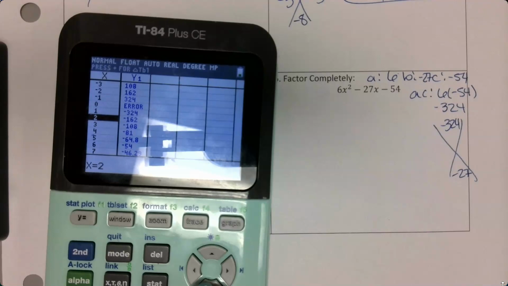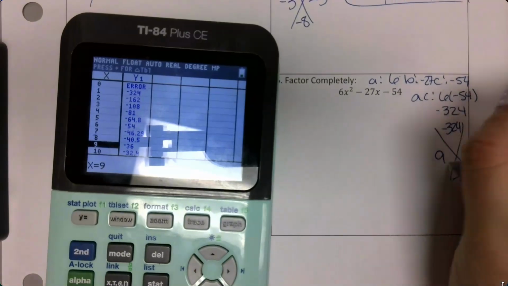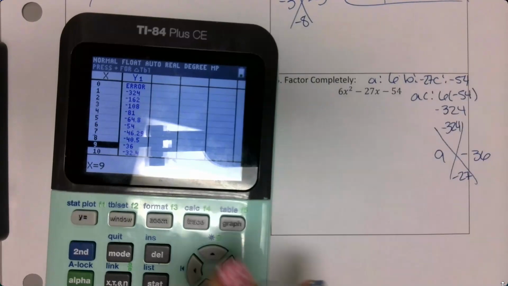2 minus 162 is going to give me -160. 3 minus 108 is -105. 4 minus 81 is -77. 6 minus 54 is negative 48. 9 minus 36, that will give me negative 27. So then I put those in.